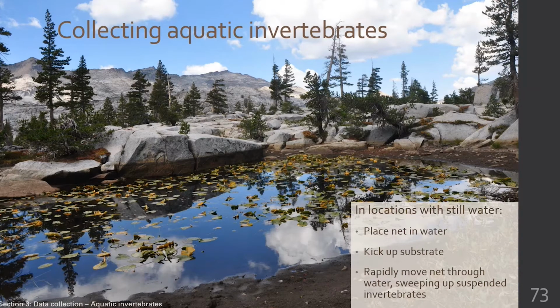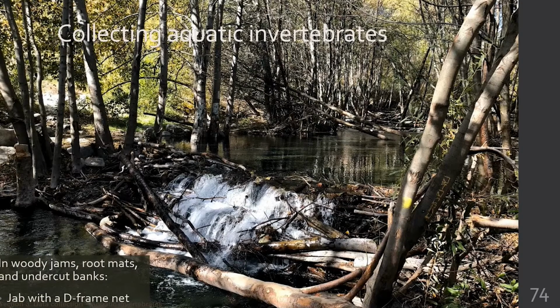If you're in a location with still water, you can't rely on the flow to push the bugs that you dislodge into the net. So basically you put the net in the water and disturb the substrate in front of the net, but then you rapidly sweep the net through the suspended sediment, where all the organisms are hanging out, and you collect them that way. In something like a woody jam, which can be pretty common in certain parts of the Western Mountains, as well as other areas like root mats or undercut banks, you basically are trying to jab them with your D-frame net. That can help dislodge the organisms into the net.